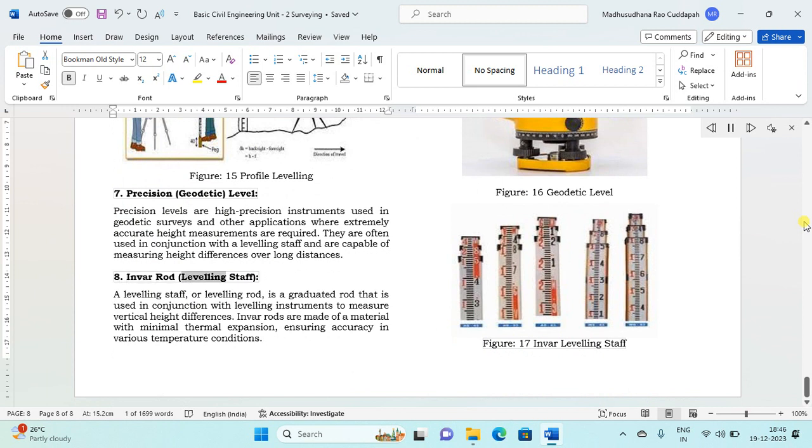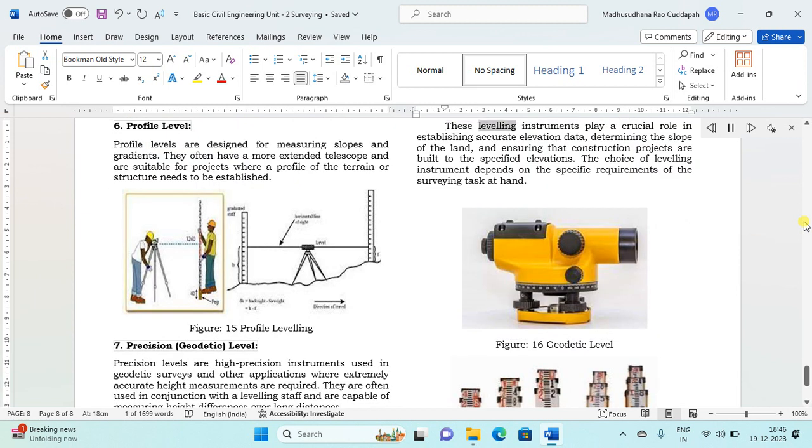8. Invar rod, leveling staff. A leveling staff, or leveling rod, is a graduated rod that is used in conjunction with leveling instruments to measure vertical height differences. Invar rods are made of a material with minimal thermal expansion, ensuring accuracy in various temperature conditions. These leveling instruments play a crucial role in establishing accurate elevation data, determining the slope of the land, and ensuring that construction projects are built to the specified elevations.